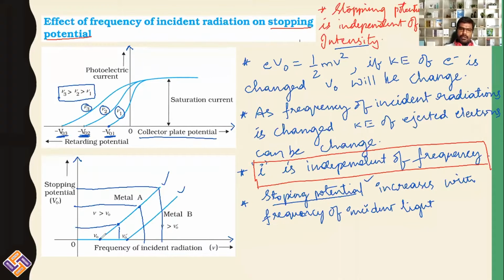The threshold frequency of metal A is nu naught. The threshold frequency of metal B is nu naught dash, because the work function of metal A is different from that of metal B. The work function of metal A is less than the work function of metal B. As a result, the threshold frequency of metal A is less than the threshold frequency of metal B. So as you increase frequency, stopping potential increases. This is one more important observation from the experimental study of the photoelectric effect.